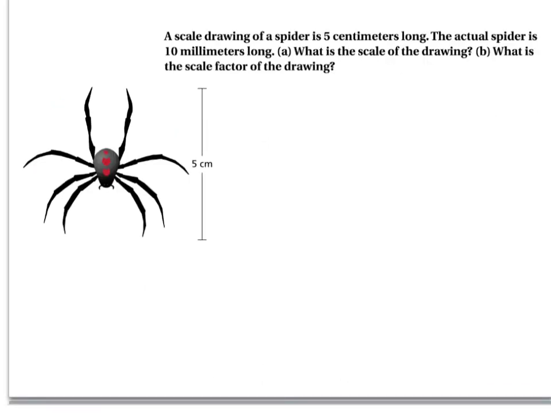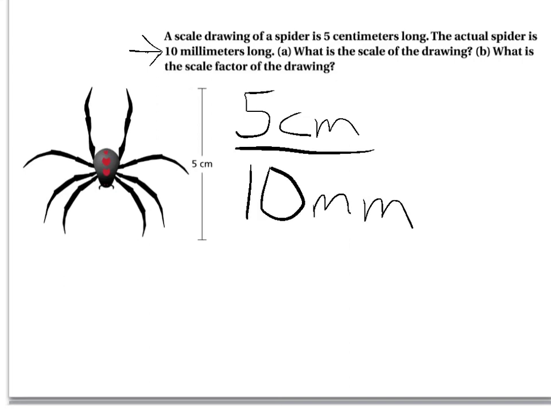Alright, another example. In this case, actually, we're going to be going in reverse because we're talking about spiders. Spiders are really small, but in this case, we said a scale drawing of a spider is 5 centimeters long. Obviously, that's bigger than what it actually is, because the actual is 10 millimeters. Well, we're looking at 5 centimeters versus 10 millimeters. I'm not going to worry about the scale factor. I'm more concerned that we can actually find a scale, and that's what we're being asked.